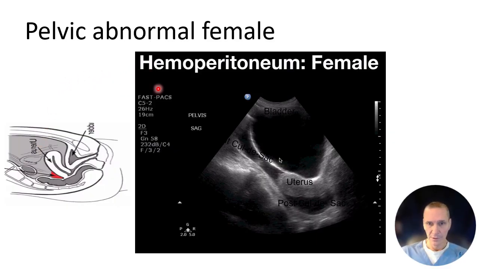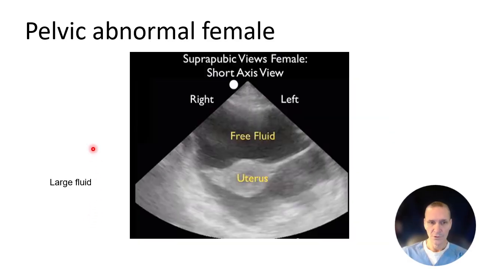Here's another image of a patient with hemoperitoneum. So the bladder's here, the uterus is here, and then we have free fluid here and free fluid here. Short axis view, free fluid here, free fluid here.